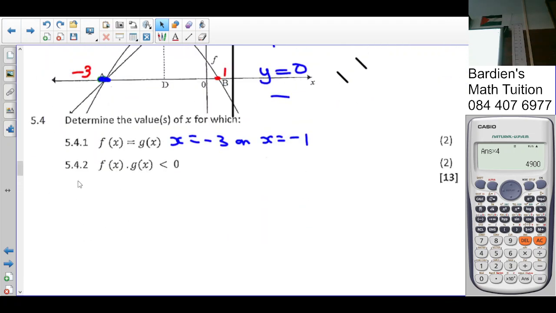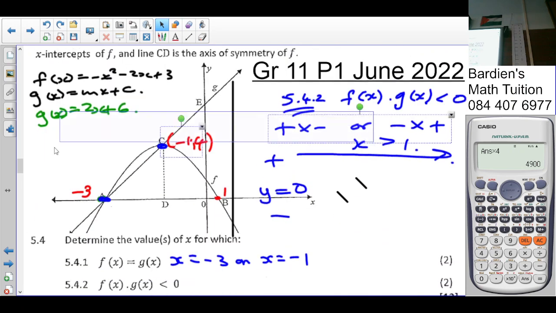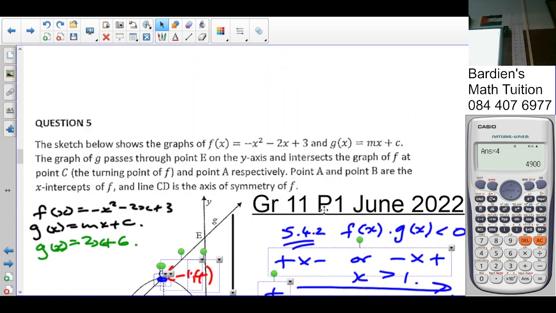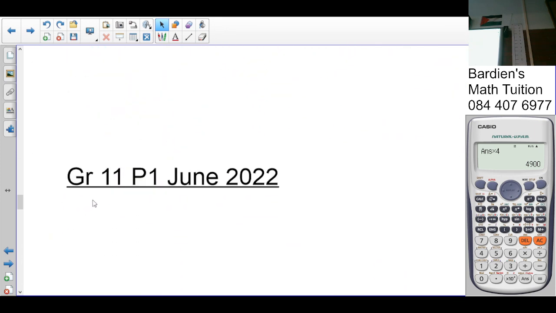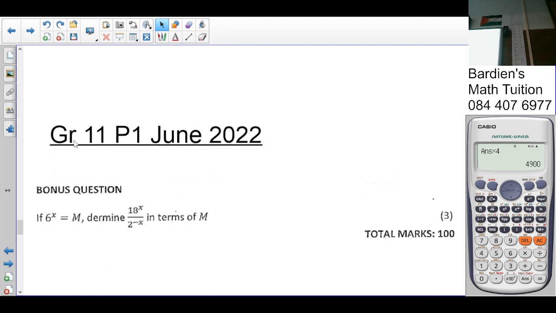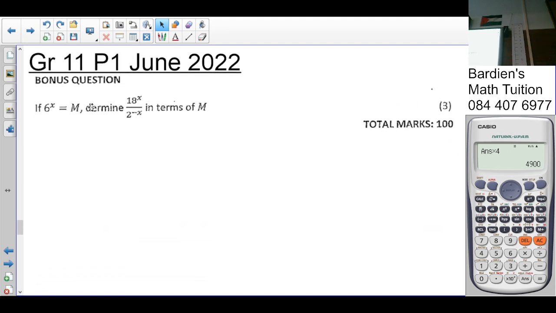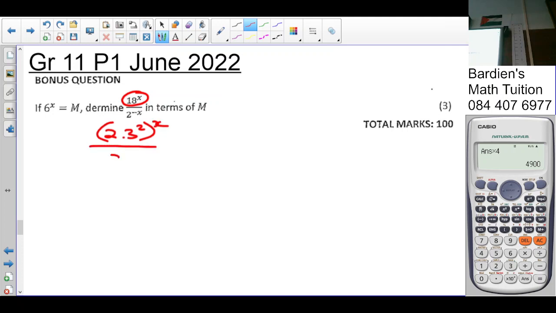The last question, the bonus question: if 6 to the x is equal to m, determine 18 to the x over 2 to the negative x in terms of m. So again, working from the known, what we do know, we can break this up. That can be written as 2 times 3 squared, all raised to the x, over 2 to the minus x.